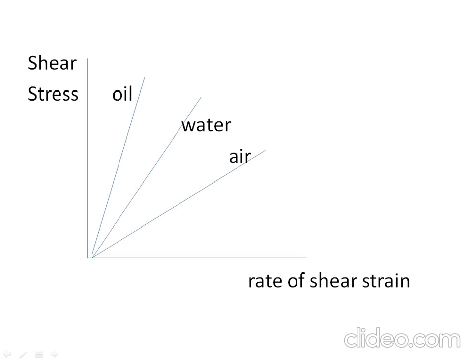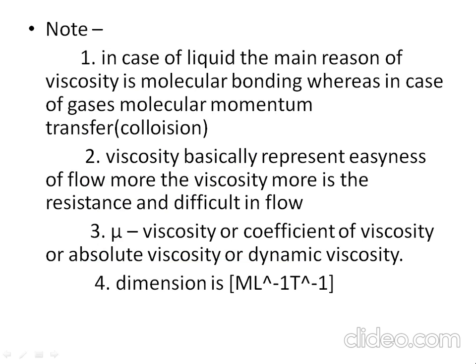Important points. First, in case of liquid, the main reason of viscosity is molecular bonding, whereas in case of gases, it is molecular momentum transfer or collision. Second, viscosity basically represents the easiness of flow. More the viscosity, more is the resistance, and it is difficult to flow. Viscosity is also known as coefficient of viscosity or absolute viscosity or dynamic viscosity. Its dimension is M L^-1 T^-1.